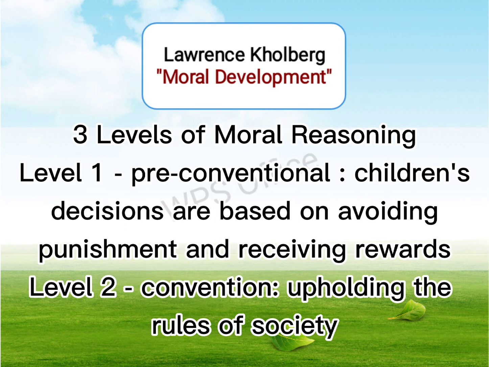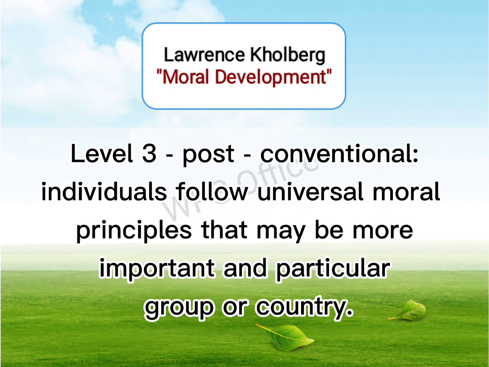Kohlberg is best known for his influential work in moral development. He based much of his work on the theories of Jean Piaget, studies in the cognitive development of children. He proposed 3 levels of moral reasoning. Level 1, pre-conventional, which means children's decisions are based on avoiding punishment and receiving rewards. Level 2, conventional, which means upholding the rules of society. Level 3, post-conventional, individuals follow universal moral principles that may be more important in a particular group or country.